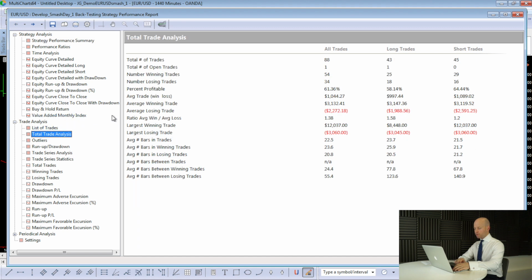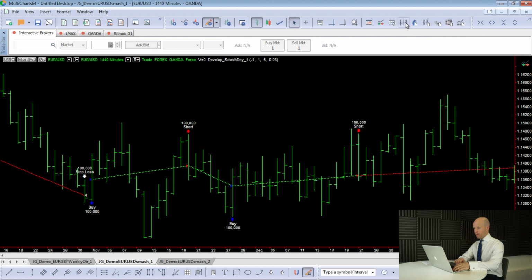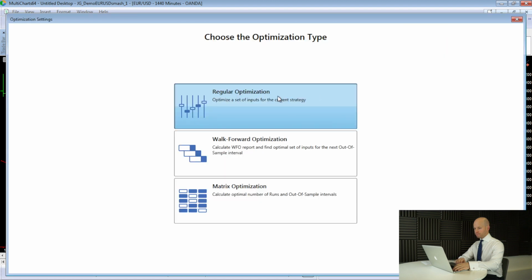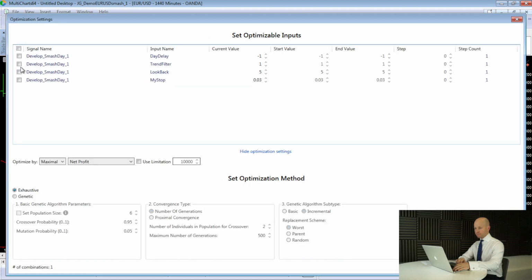But what if we want to get out of trades a bit quicker and maybe improve the percent profitable? Well, that's where the first profitable close exit comes in with the day delay. So let's run an optimization and see if that improves things. And I'm going to run the optimization from -1. That means we're not using a day delay whatsoever, and then it'll go from 1 day through to 15 days.